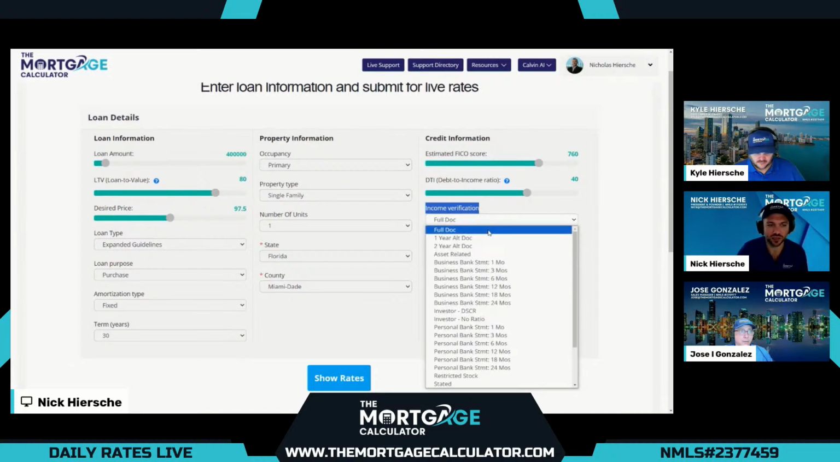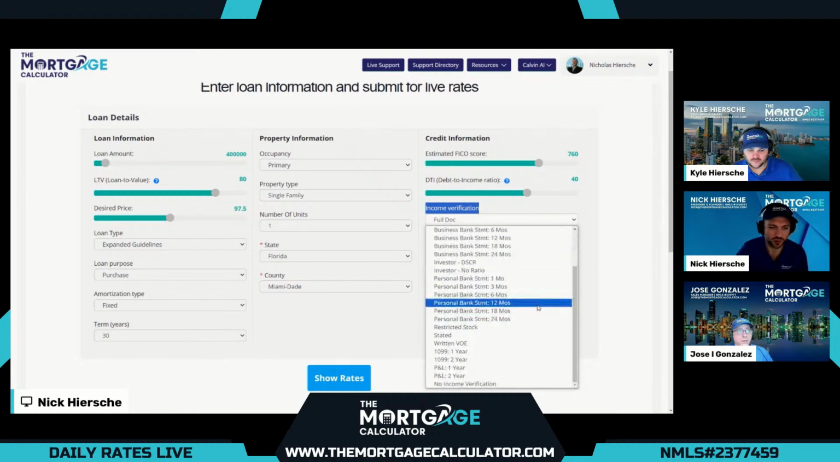So full doc is what we use for conventional and FHA. That's 2 years of tax returns. So if we don't qualify with 2 years of tax returns, we'll typically choose an alternative here. We have asset related programs, business bank statement programs. We'll talk more about that today. The investor programs are just for investment properties. We'll pull those up shortly.